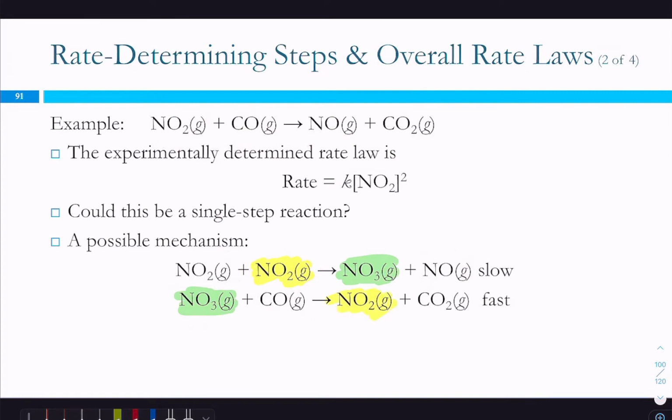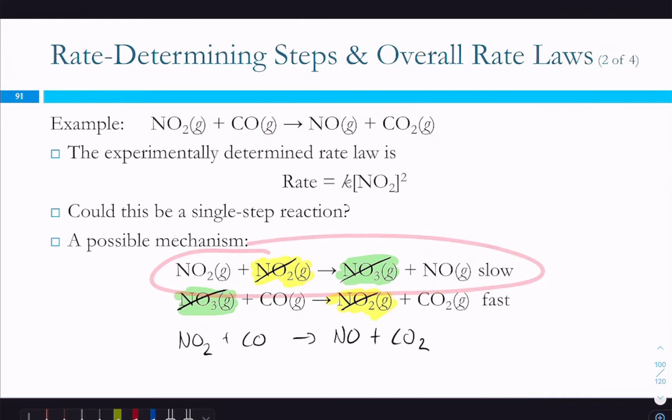So we've got nitrogen dioxide on both sides, and we have two in the reactants and one in the products, so one of them is going to cancel out, and so will the nitrogen trioxide. When we combine these two steps together, when we really are just adding them together, this will be NO2 plus CO make nitrogen monoxide plus carbon dioxide. Right? So that matches with our overall reaction. And because our first step is the slow step, that's the one that's going to determine the rate.